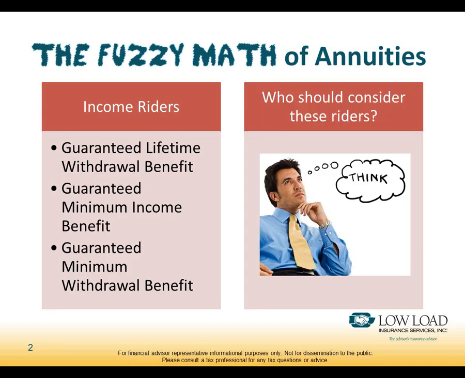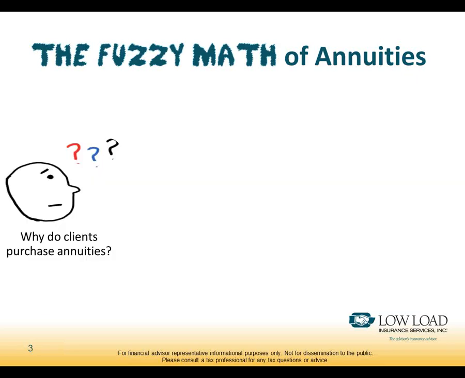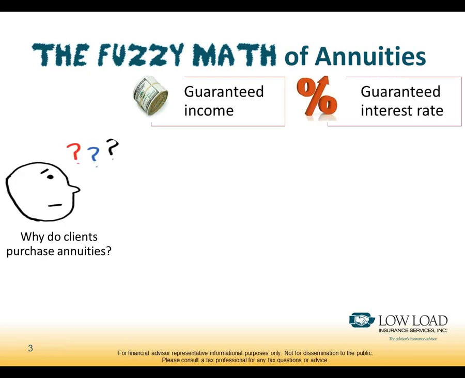We're also going to take a look at a little clearer math, and we're going to look at some immediate annuities. But who should consider these riders? Well, why are your clients purchasing these annuities? There's a variety of reasons. One, they want some guaranteed income. They've worked their whole lives, they've received a paycheck, and they still want to receive some guaranteed income.